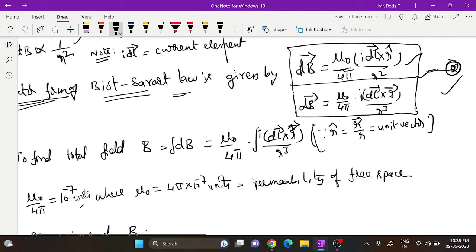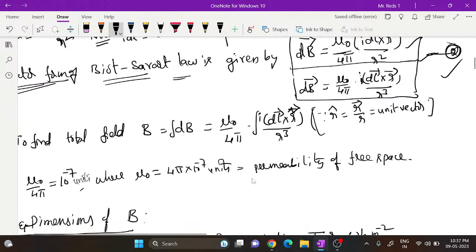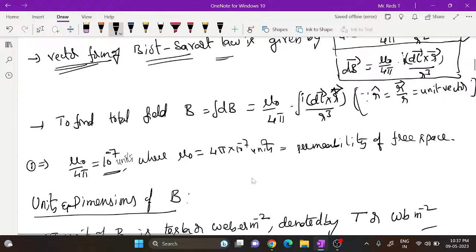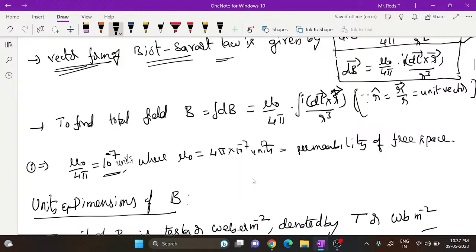In this equation 2, mu naught by 4 pi is called the proportionality constant. Its value is given as 10 power minus 7 units. And what is the unit of this? We have to find it from equation 2. See here, mu naught by 4 pi is a proportionality constant. Its value will be taken as 10 power minus 7. To understand the unit, from equation 2 you have to write the units of all other quantities and simplify to get the unit of this.